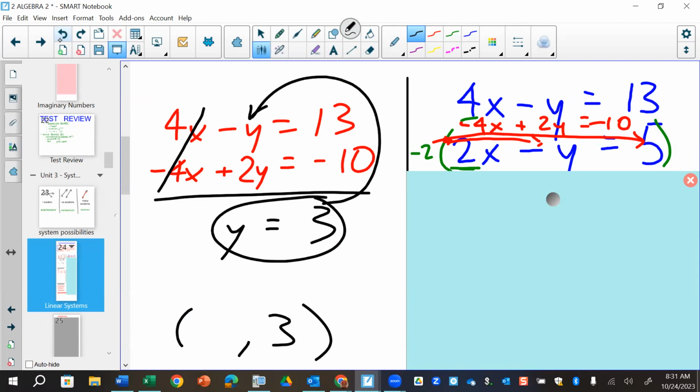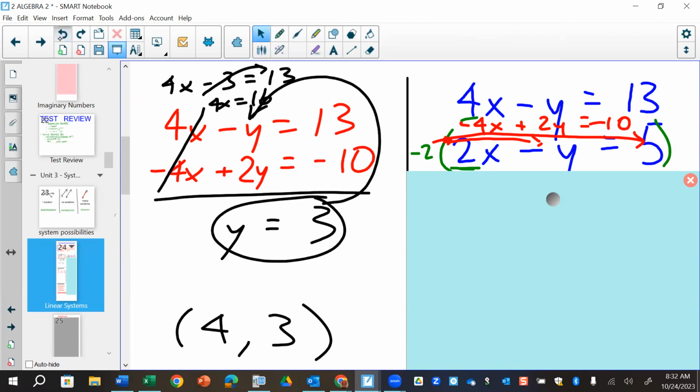Okay, so now what does that say? 4x minus 3 is 13. Right, and add 3, what do you got? 4x equals 16, which makes x equal to 4. Okay, so we did that one multiplying by negative 2.